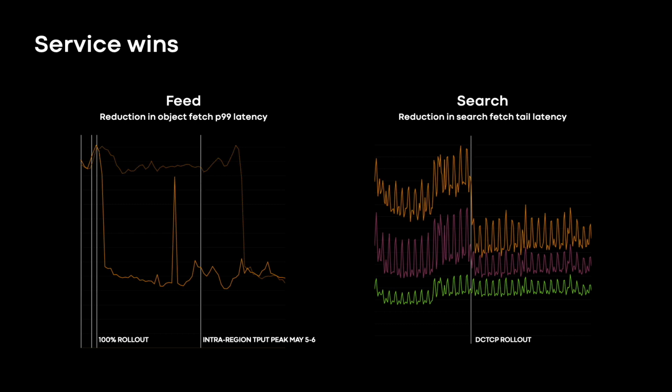Similarly, for search service, which powers all the search on our platform, we see a reduction in tail latency. The diagram on the right indicates the percentile view of the reduction in tail latency at various percentile levels. Next, I'll hand it over to Bala, who will cover handling congestion using flow control.